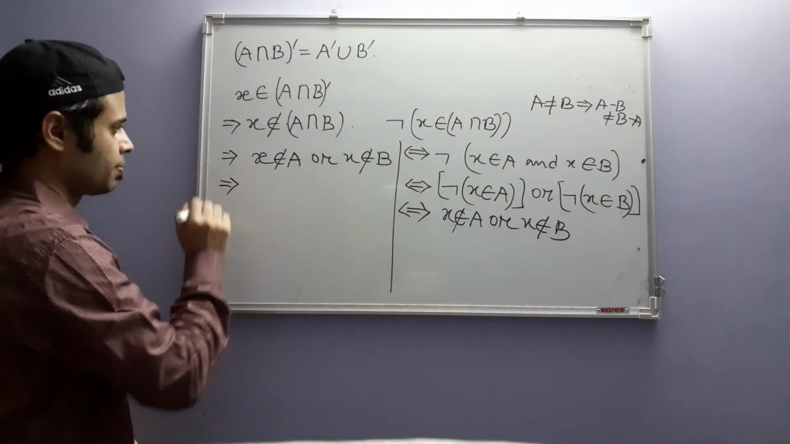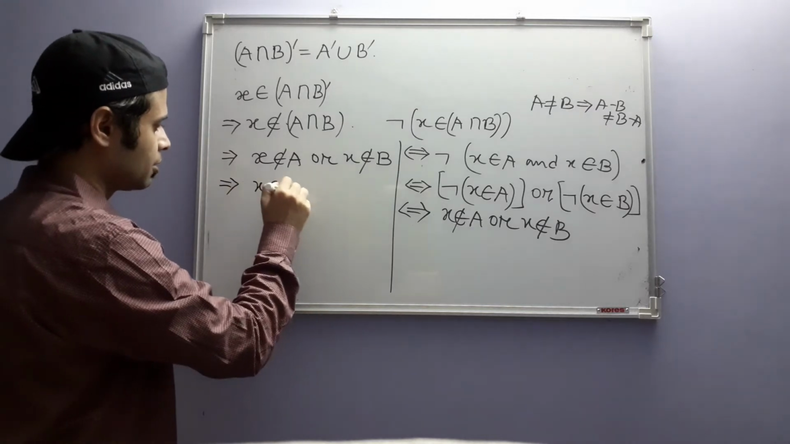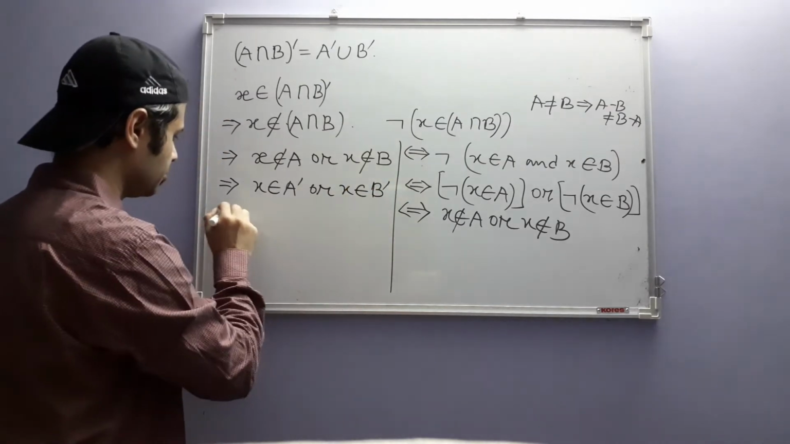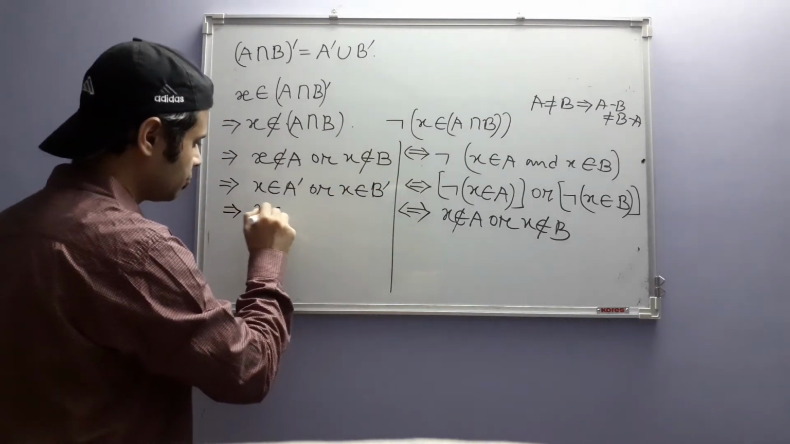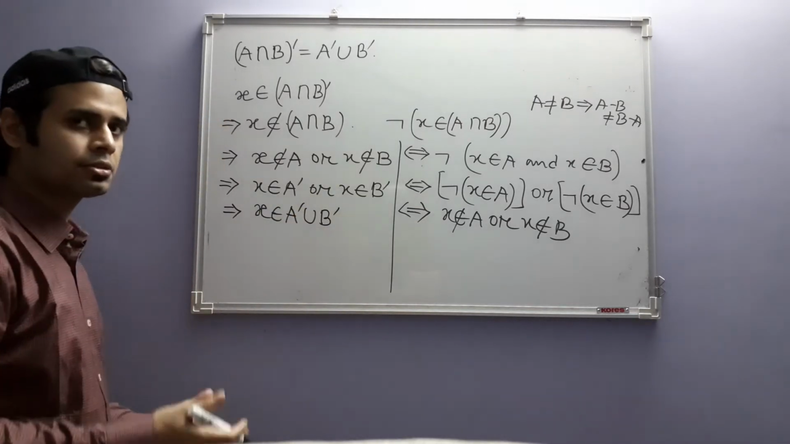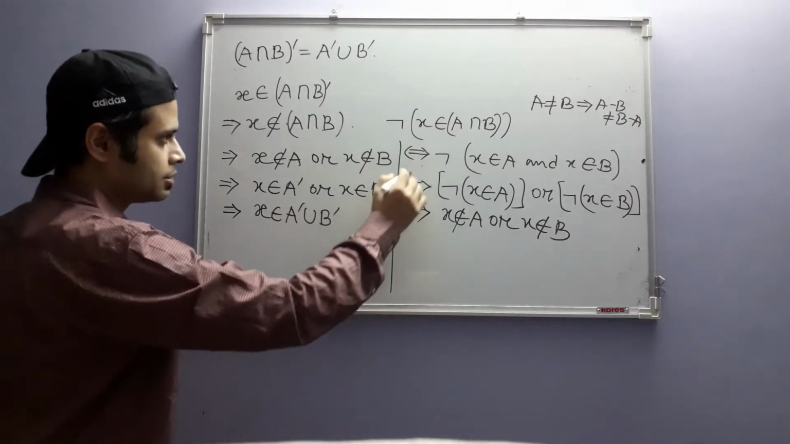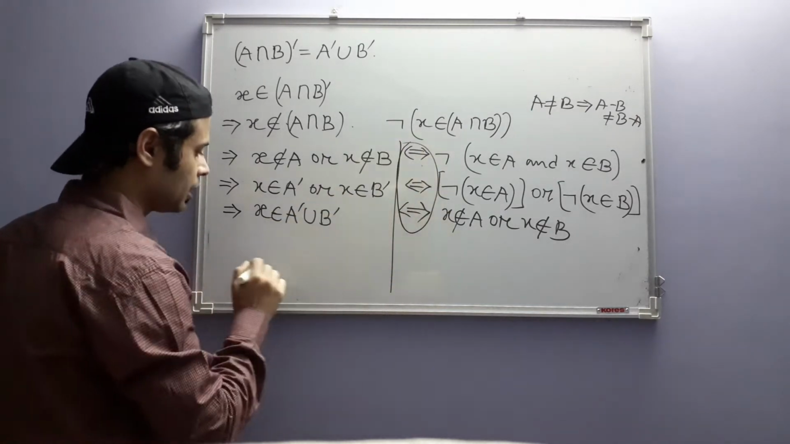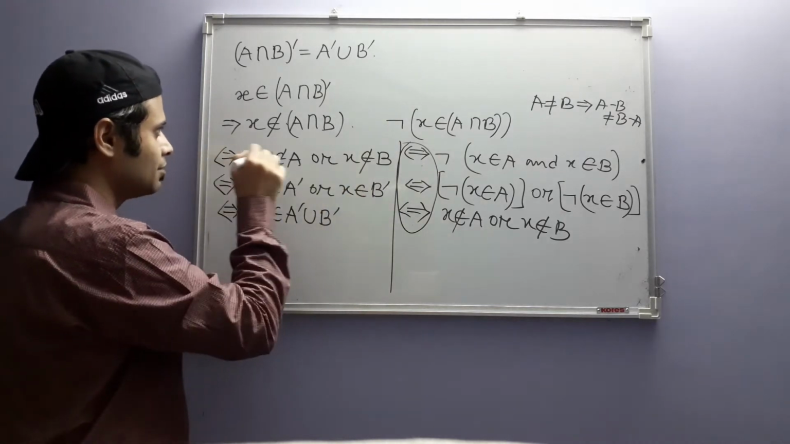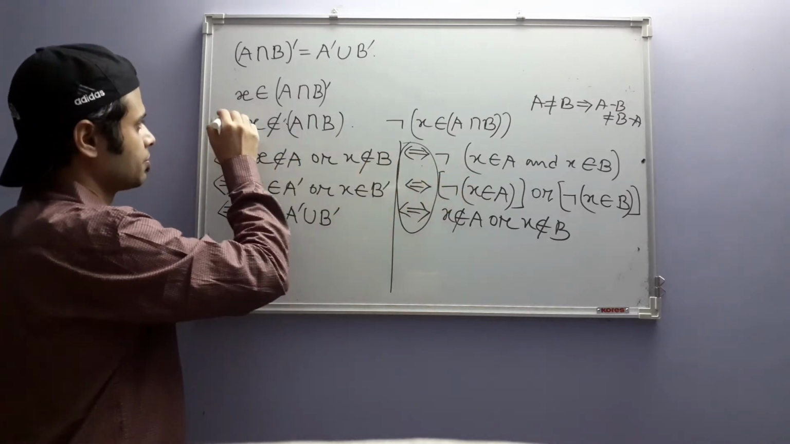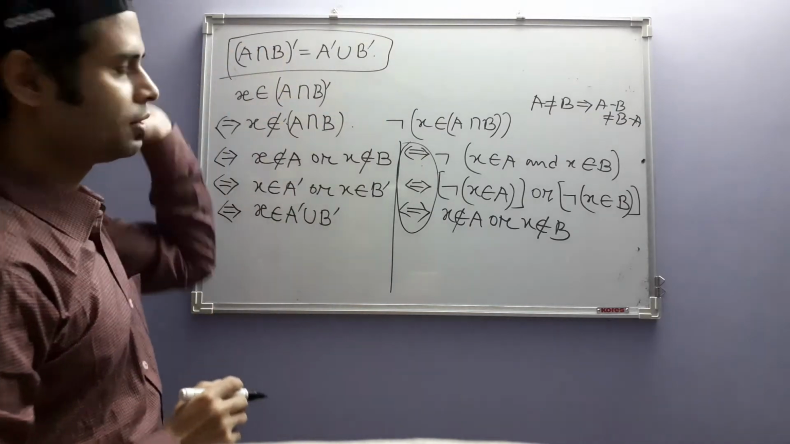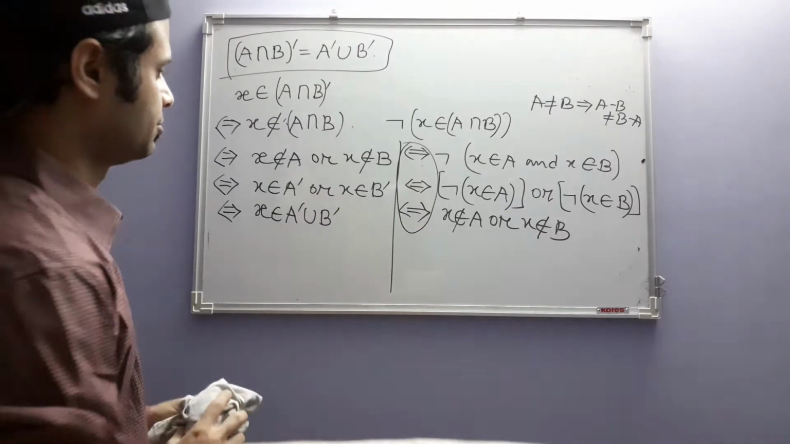Okay. Now x does not belong to A means x belongs to A complement, or does not belong to B means x belongs to B complement. So this implies, since we have or, we have union. We can also go in the other direction, since here also we have equivalence. So this implies this. This implies this. This implies this because of this. And this of course implies this. So we have proved the other De Morgan's law also.